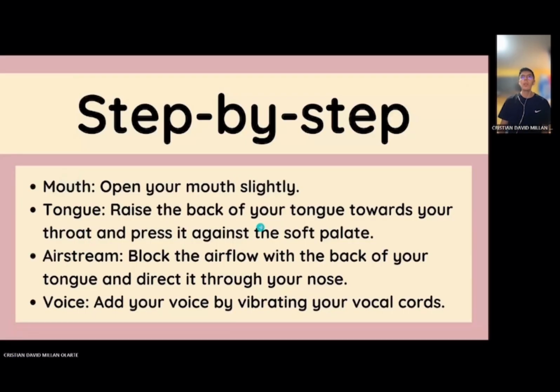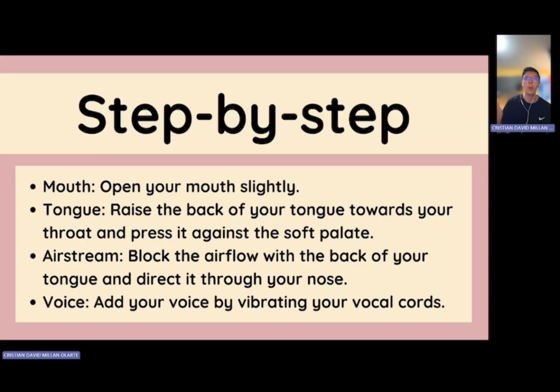So step by step, how to pronounce the ng sound. First, your mouth. What's the position of your mouth? Open your mouth slightly. It's the same as for the N phoneme. So open your mouth slightly, and then your tongue. You have to raise the back of your tongue towards the throat and press it against the soft palate. The soft palate is the upper side of your mouth. So you open your mouth slightly and then raise the back of your tongue.